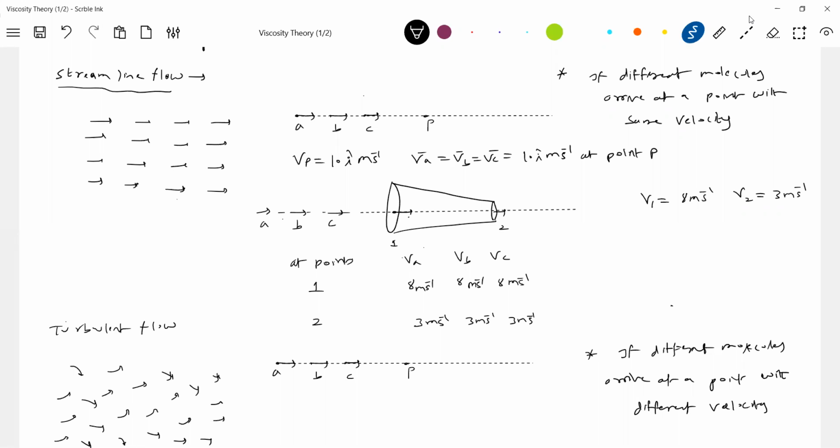Are you getting it? Don't think that all the particles must have the same velocity. But at a given point, I don't know what the velocity will be here, but when they arrive at point 1, they must have velocity 8. When all 3 particles pass through point 2, they must have velocity 3 meter per second. Then it is said to be streamline flow. This is the simplest explanation I'm giving. In books, you have the theoretical one. Practically, there is one method of determining streamline flow.